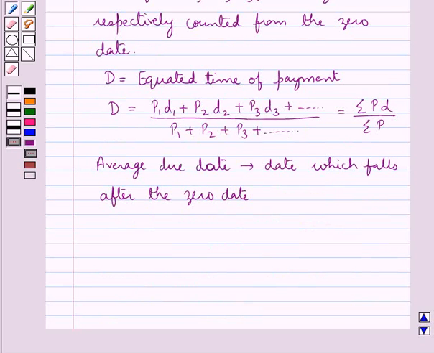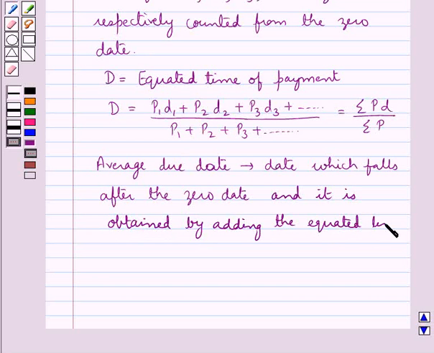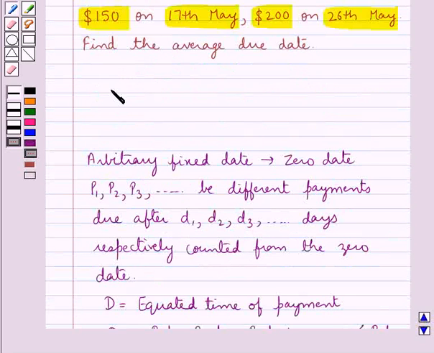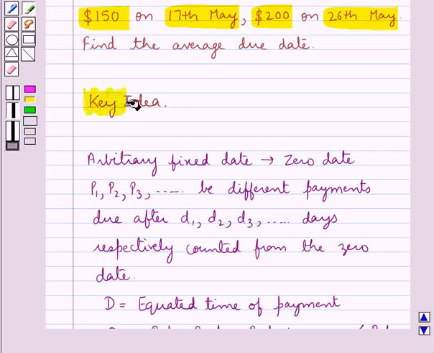And it lies between the earliest and the latest dates of different payments, and it is obtained by adding the equated time, capital D, to the zero date. So, this is the key idea that we use for this question. Let's move on to the solution now.